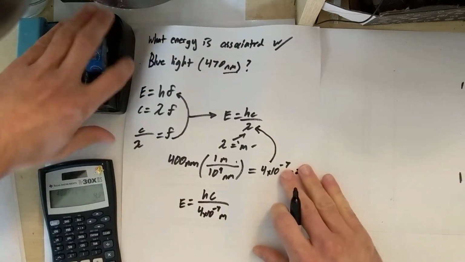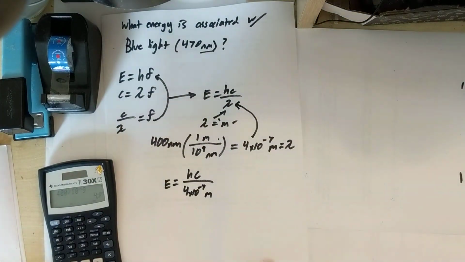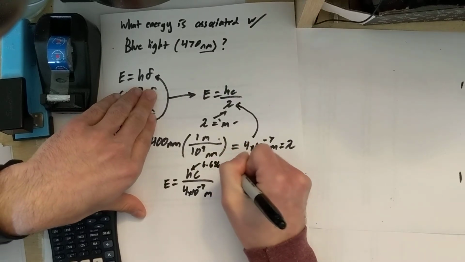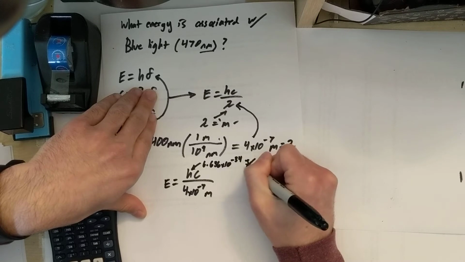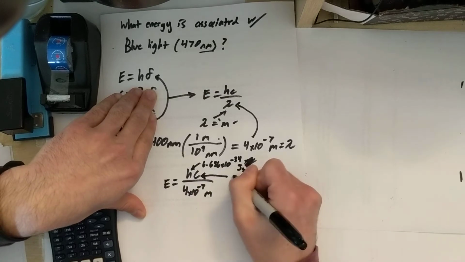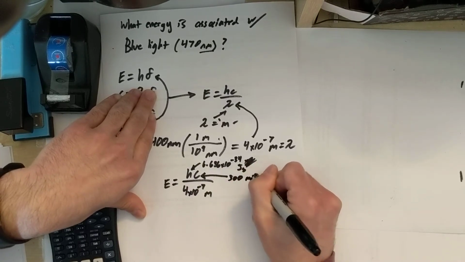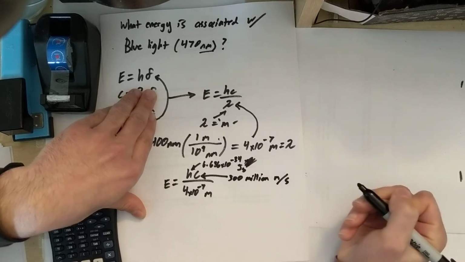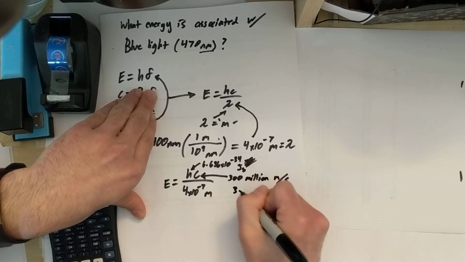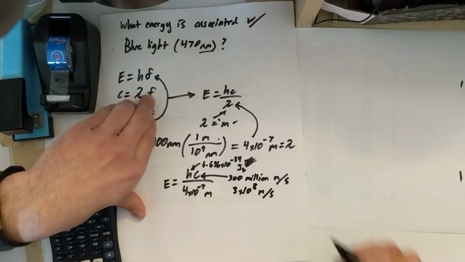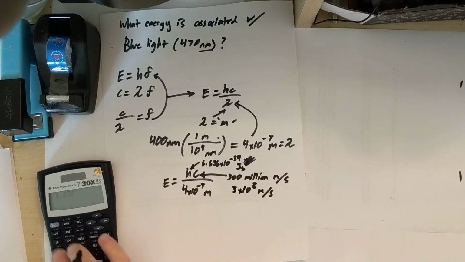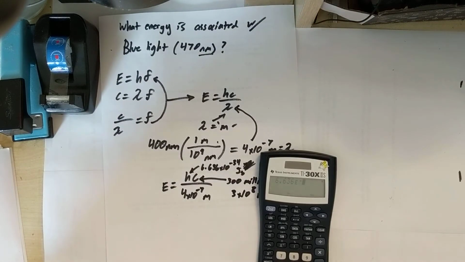Okay, and so we have our hc. hc is equal to 6.636 times 10 to the negative 34 joule seconds. And then we have c, and c is equal to 300 million meters per second. If that's something that's easy to remember, that's great. But something that's a little bit more useful is it's actually equal to 3 times 10 to the 8 meters per second.